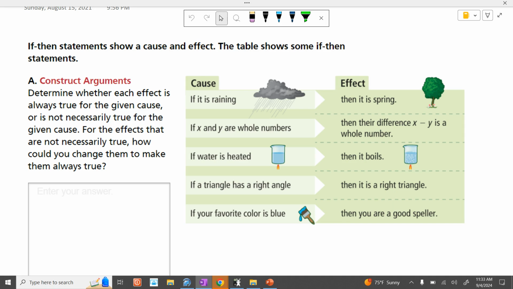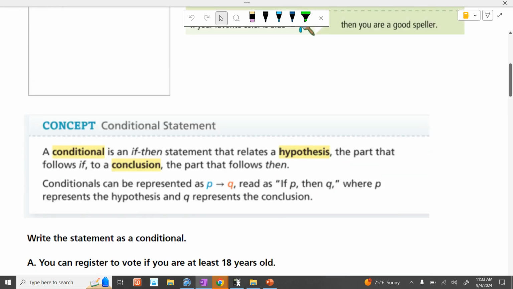If water is heated, then it boils. True or false? False. It doesn't have to boil. It can just be heated a little bit. If a triangle has a right angle, then it is a right triangle. True. That's true. Okay. If your favorite color is blue, then you're a good speller. False. You don't have to be a good speller even if your favorite color is blue. All right.